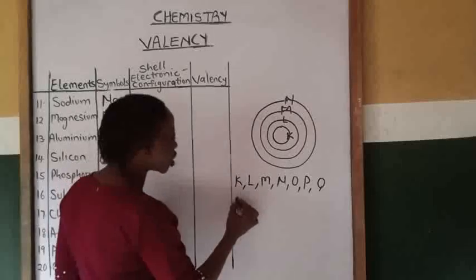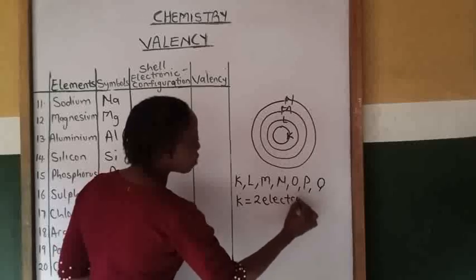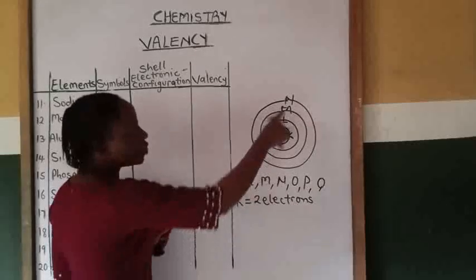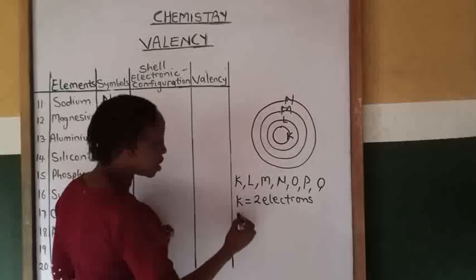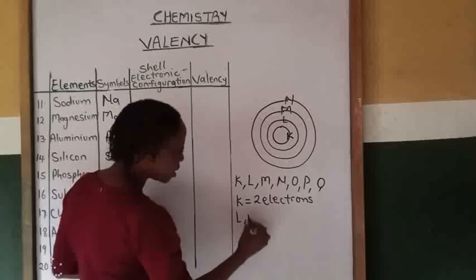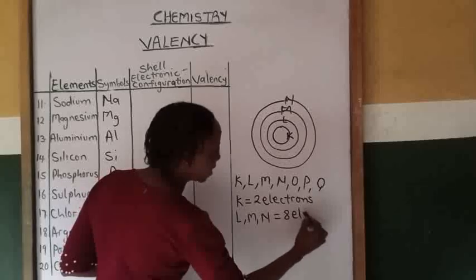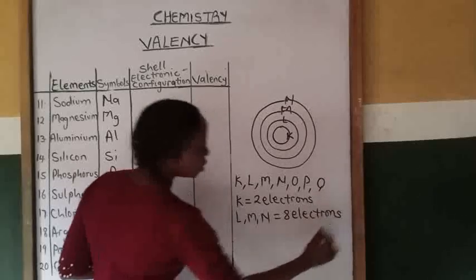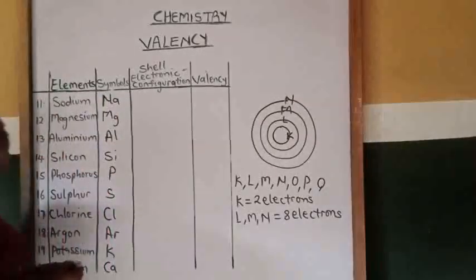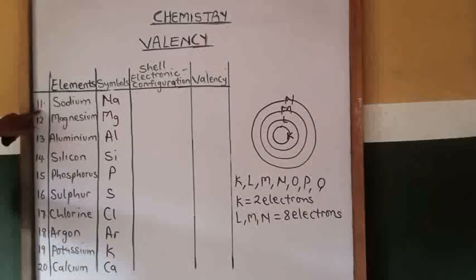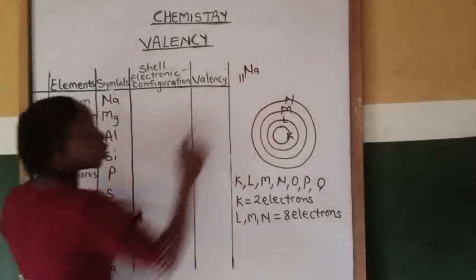The first shell, which is K shell, will not take more than 2 electrons. The electrons revolve around the electronic shell. While L, M, N shells will not take more than a maximum of 8 electrons. So let's write the electronic shell for sodium. Sodium is number 11.